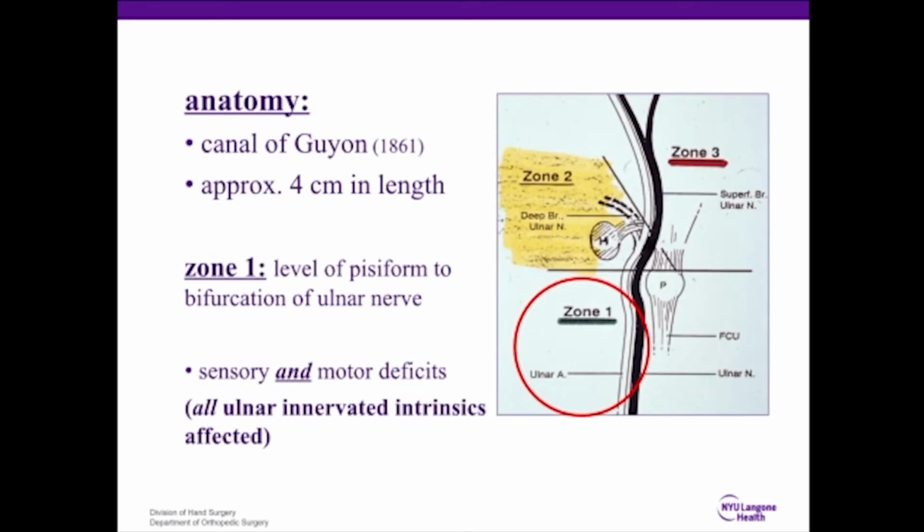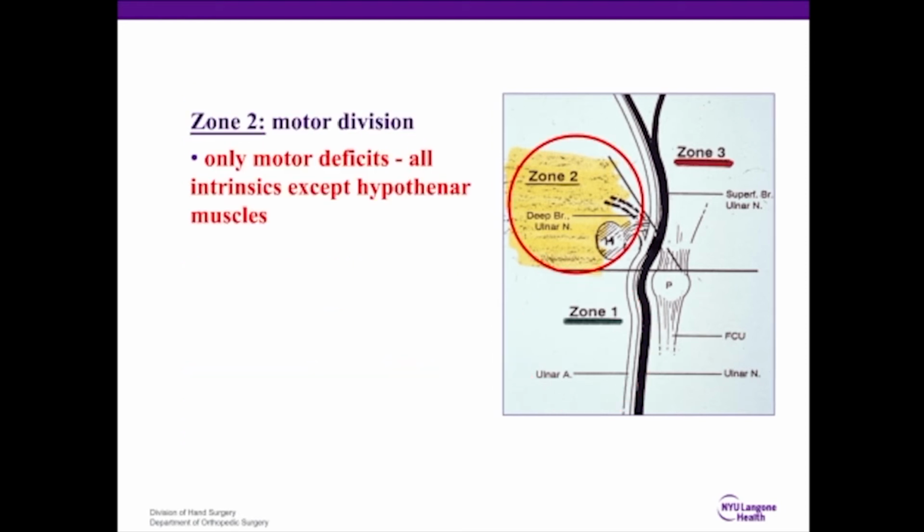The anatomy is described by Guyon, who happened to be a urologist. It's about 4 centimeters in length, and zone 1 is from the level of the pisiform to where the nerve bifurcates into motor and sensory divisions. Compression at this site involves both the sensory and motor deficits of the ulnar nerve, and all of the ulnar innervated intrinsics are affected.